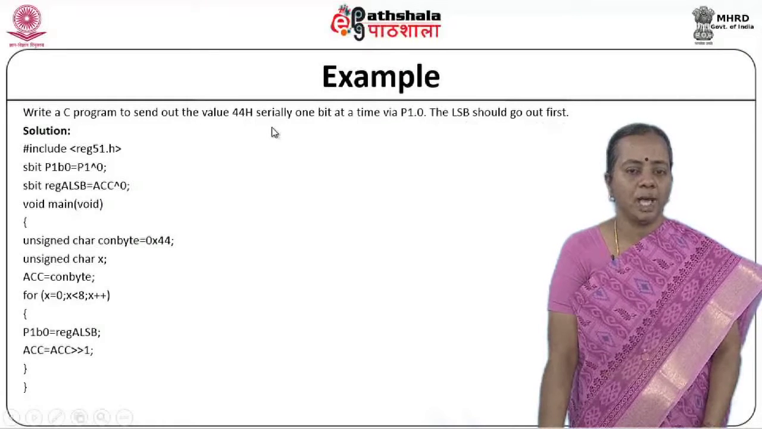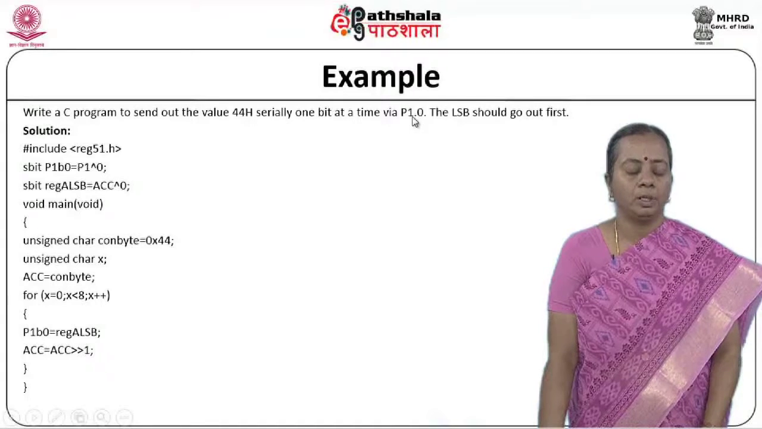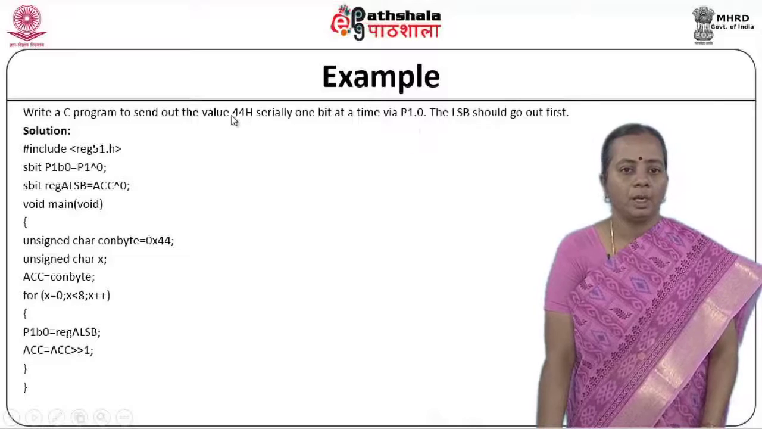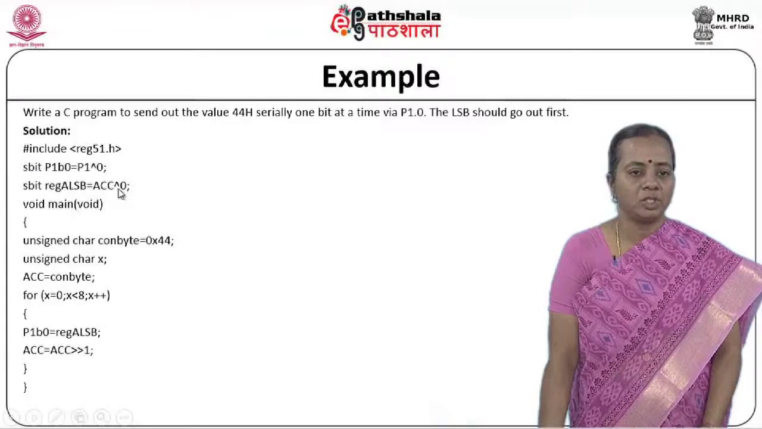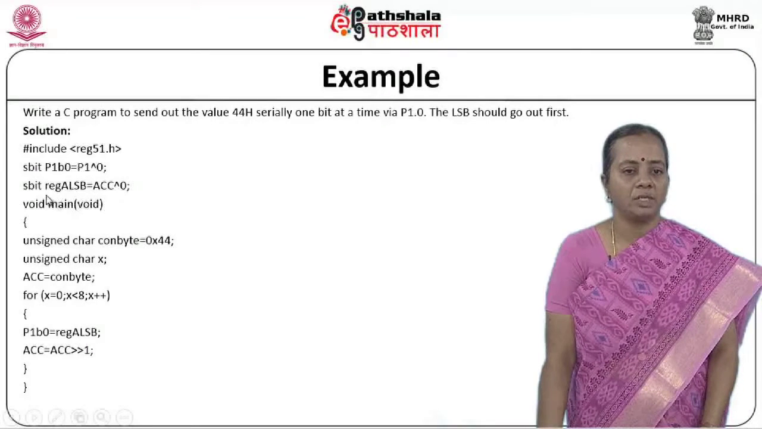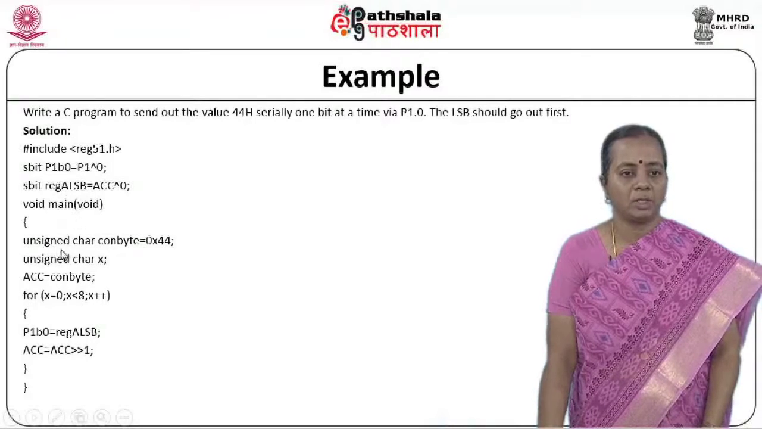This is actually sending data serially through pin P1.0, and the data is 44. This code demonstrates how I am serially sending this particular data. You just see that sbit of P1.0 is given as this variable name, and the accumulator register's 0th pin is given as REG_A_LSB, and these two variable names are declared because the readability is also good.